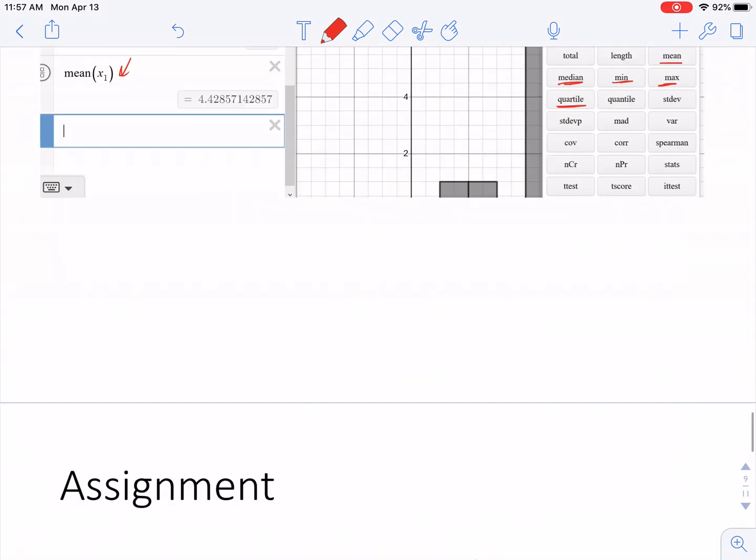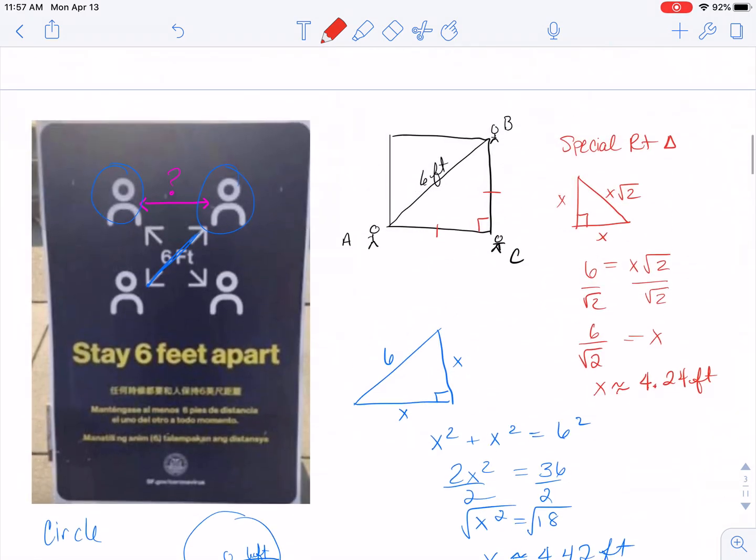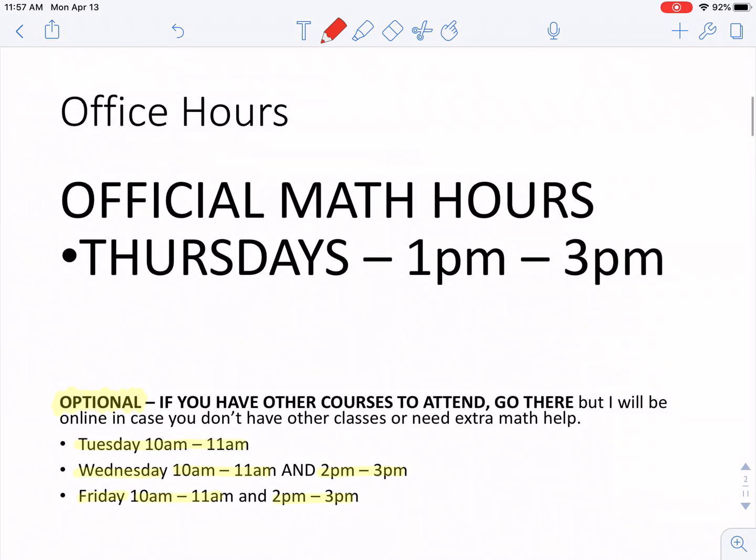Again, log on to office hours if you are having questions. Remember, my official office hours are Thursday from 1 p.m. to 3 p.m. Anyone is welcome to get on during that time. Optionally, if you have other courses to attend, go to their office hours on Tuesdays and Wednesdays. But if you really need to get a hold of me on Tuesday or Wednesday, I'll be online during those times. And then Friday, nobody has office hours, so I'm going to open up 2 additional times for you guys to ask for some help.